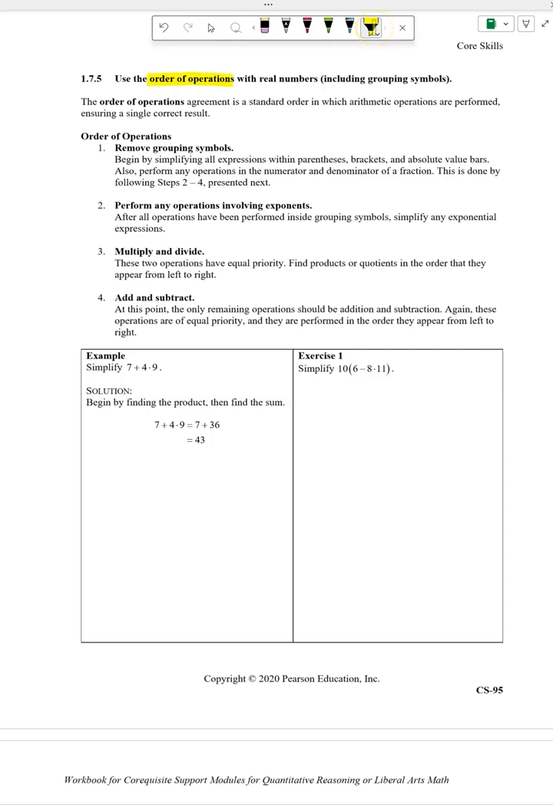So the order of operations agreement is a standard order in which arithmetic operations are performed, ensuring a single correct result. I assume that you guys have seen, on Facebook and things like that, where they put up these long equations and ask, what's the answer to this? And everybody gets 1,000 different answers, right? Well, there's only one answer. And everybody gets different answers because they don't use the order of operations correctly, right?